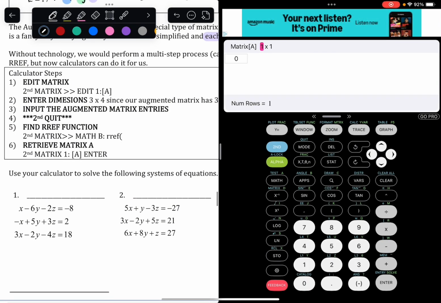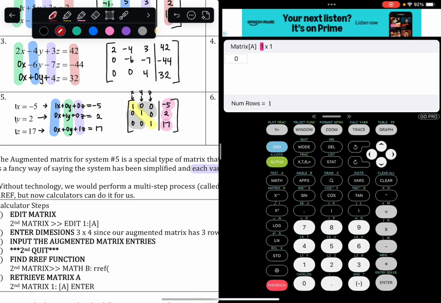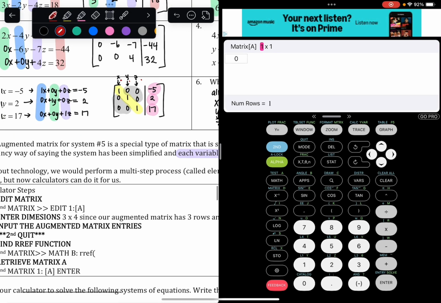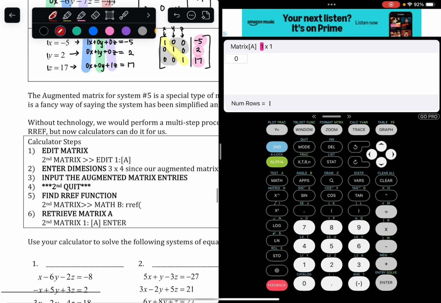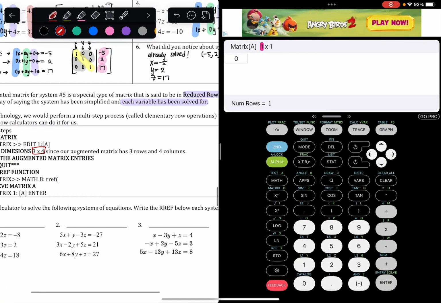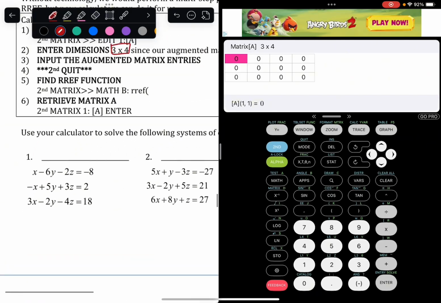Okay, here they're asking for your dimensions. Each of these has 3 rows, 1, 2, 3 rows, and 4 columns. And so we want a 3 by 4 matrix. 3 rows, 4 columns. So 3, 4. Okay, and so from there, you're going to input the augmented matrix.